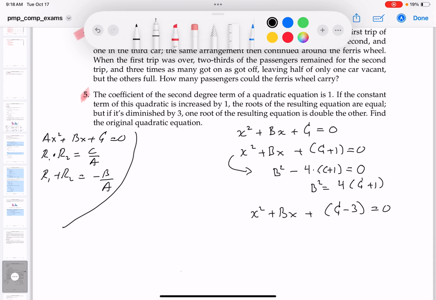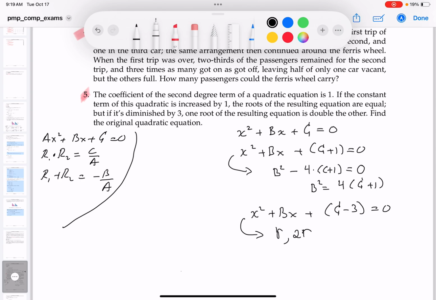Let me read that again over. As 0, if the constant term of the quadratic is increased by 1, the roots of the resulting equation are equal. But if diminished by 3, the root of the resulting equation is double the other. All right, let's put that down. The roots of this thing: one root would be r, the other root would be 2r.